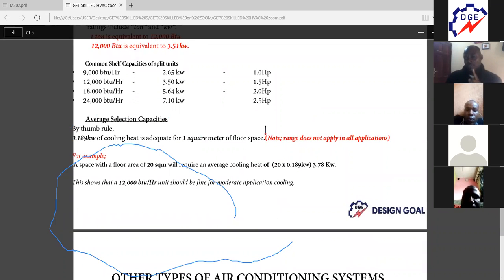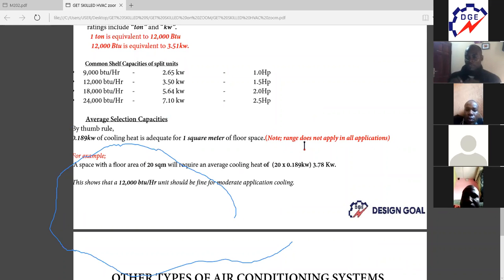But when I mentioned that the range does not apply in all applications, the thing is, in a situation whereby you have double volumes, or some spaces that have larger window exposures. Like for instance, let me use this in terms of explanation. The sun rises in the east and sets in the west. At midday, the sun is usually right atop of buildings, a direct on-point radiation in most parts of the country.